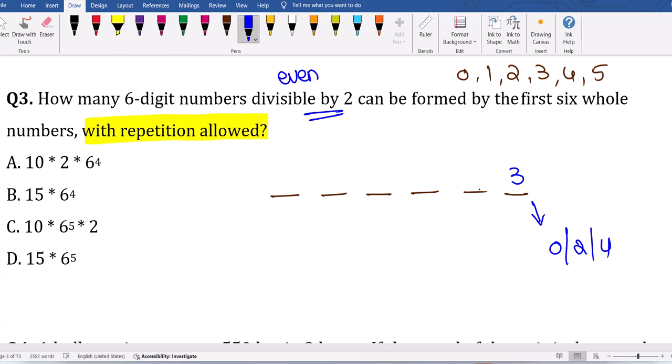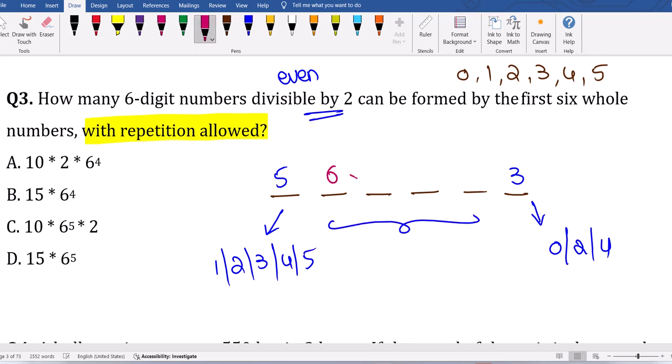3 ways to fill this. And it should be a 6-digit number, so it cannot start with 0. Here there are 5 ways only, because 1 or 2 or 3 or 4 or 5. We cannot start with 0. Whereas here there is no condition. All 6 repetition allowed. All 6 are allowed.